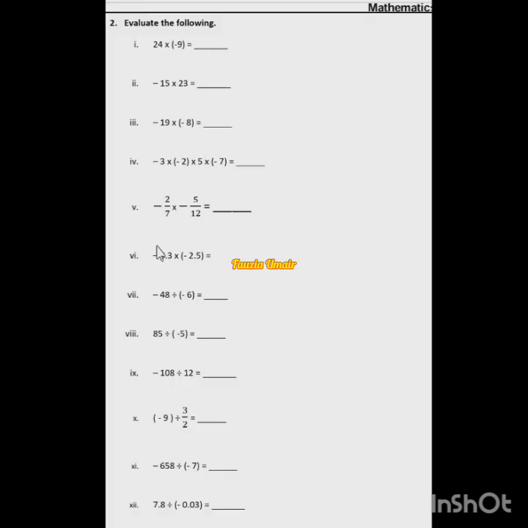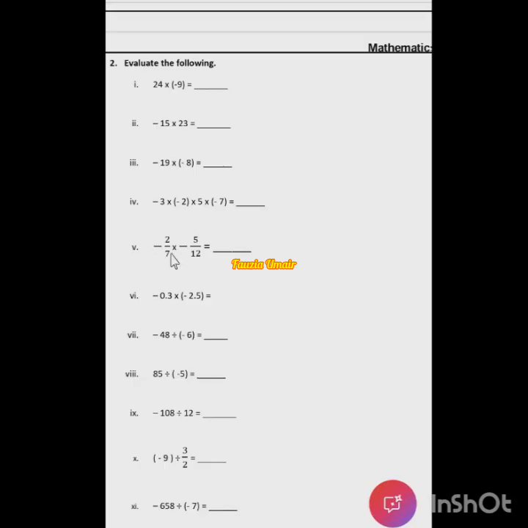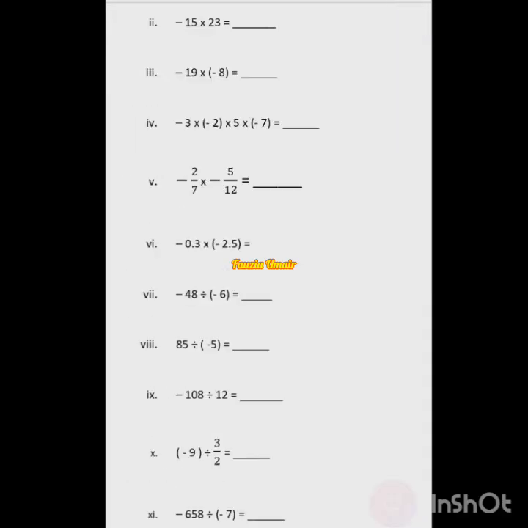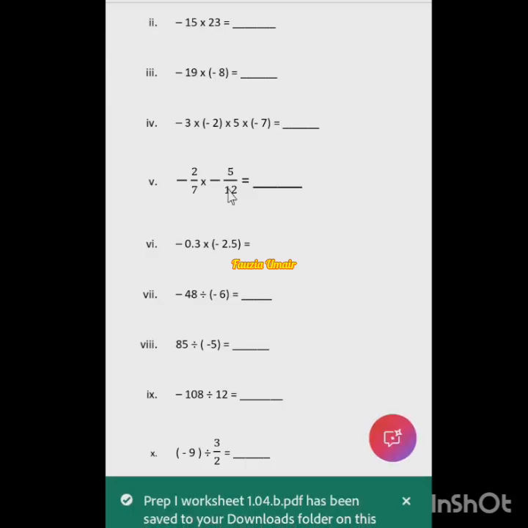This one. Minus 2 by 7 multiplied by minus 5 by 12. So what to do? Ma'am, like how we learned to multiply fractions, our ma'am taught us just to multiply the bottom numbers with each other and the top numbers with each other. So do you not simplify before multiplication? Like I can cancel this 2 and 12. No, see, after we get the answer, then we simplify it all after. Right, it's up to you.